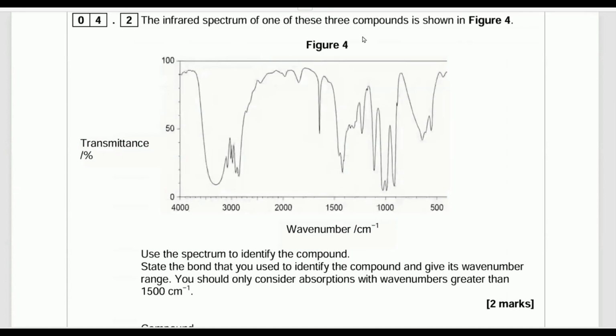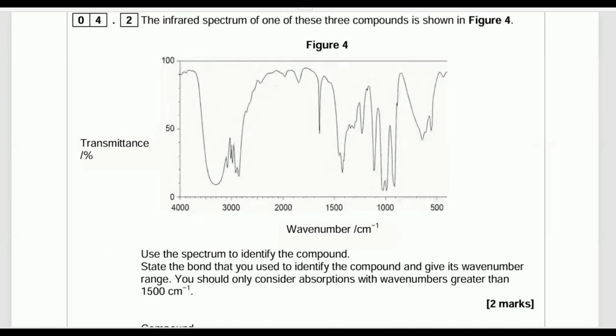4.2, the infrared spectrum of one of these compounds is shown in figure 4. Transmittance, we've got the wave number. Use the spectrum to identify the compound. State the bond that you used to identify the compound and give its wave number range. You should only consider absorptions with wave numbers greater than 1,500. They don't want us looking at any of these parts here.